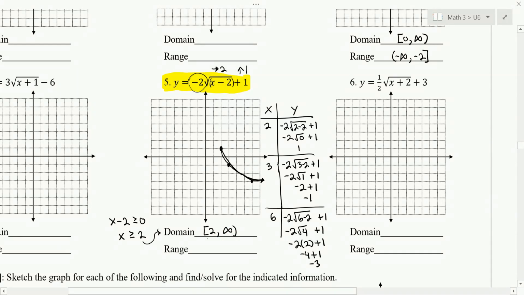The range, it will keep dropping as low as we want, so the lowest is negative infinity. And the highest we see, the maximum value, is at 1. And include that 1.